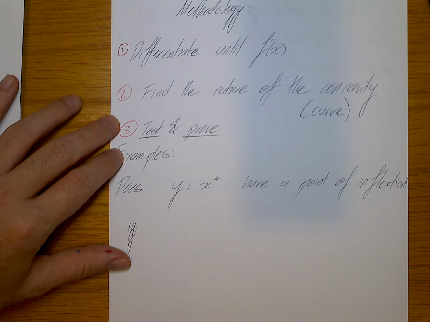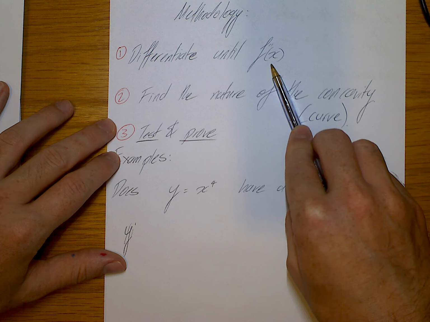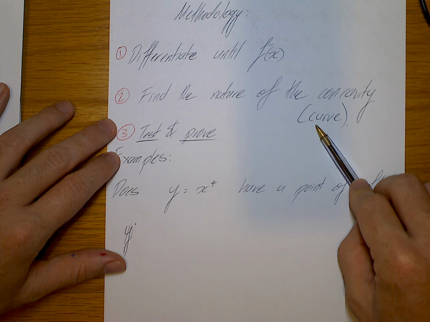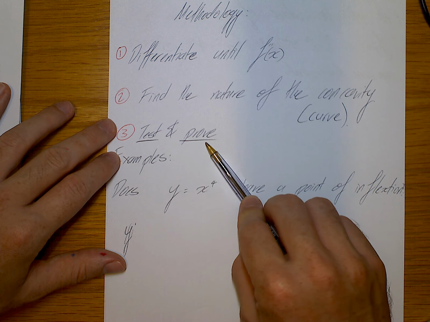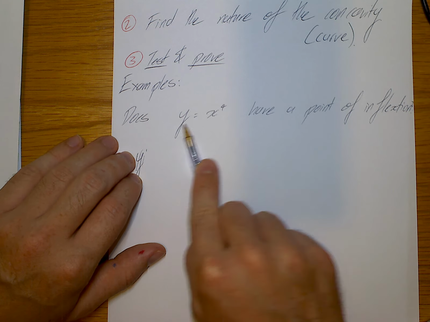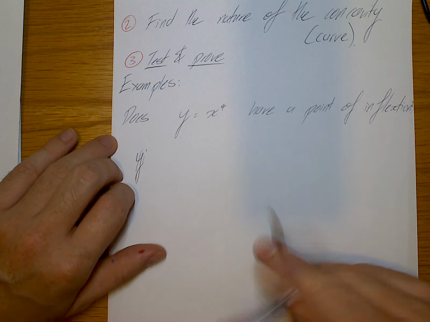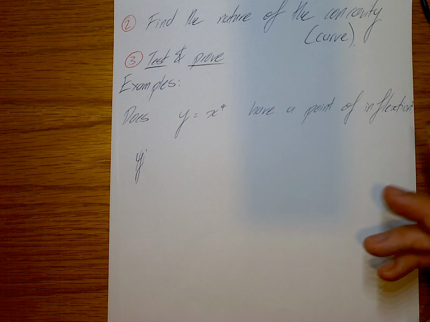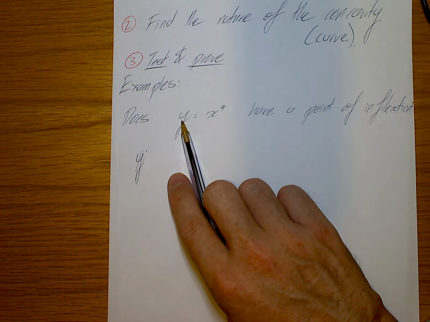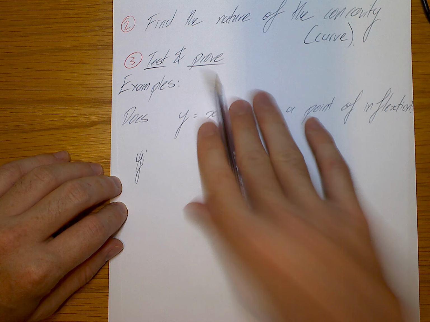Just to set the stage of how we're going to solve this, our methodology: we're going to differentiate until we have f double dash x. We're going to find the nature of the concavity, that is the curve, and then we're going to test and prove. So typically the question will be like this one: does x to the power of 4 have a point of inflection? Okay, well we need to solve that. So let's solve that by differentiating this twice, then find the nature of the concavity, and then test and prove that.